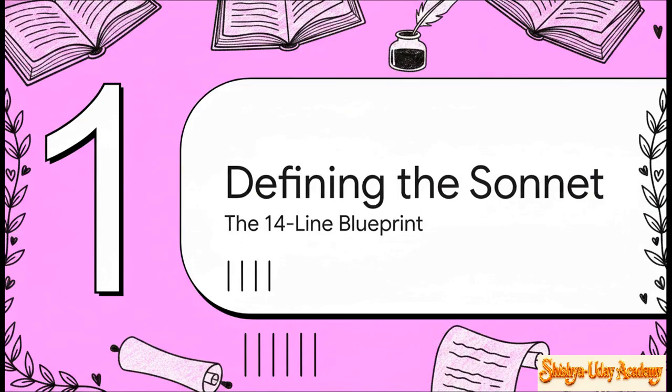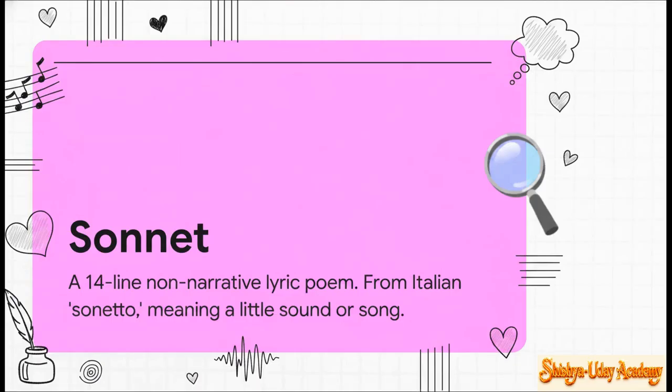Part 1. Defining the sonnet, the 14-line blueprint. All right, let's dive right in. The absolute, undeniable defining rule of a sonnet, its foundational blueprint, is that it's a 14-line, non-narrative lyric poem. That 14-line boundary is a hard constraint, kind of like the physical dimensions of a microchip. You only have so much space to work with.